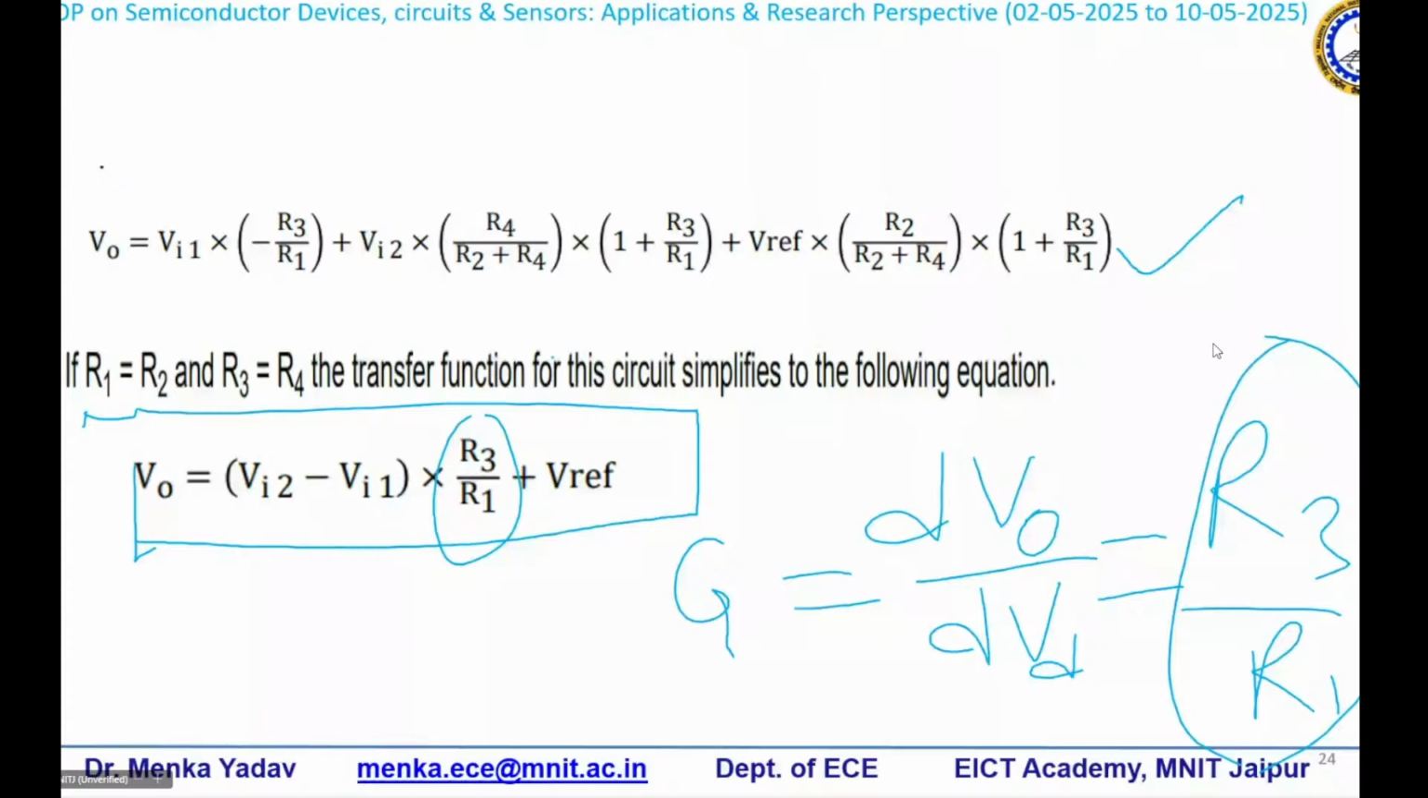Like in this particular case, we will make it symmetric by making R1 equal to R2 and R3 equal to R4. So it will become the difference amplifier, which is going to amplify the difference, and the difference gain will be R3 by R1, right? If R3 by R1 in this particular case is twice, the difference gain will be twice. Shall I proceed now?